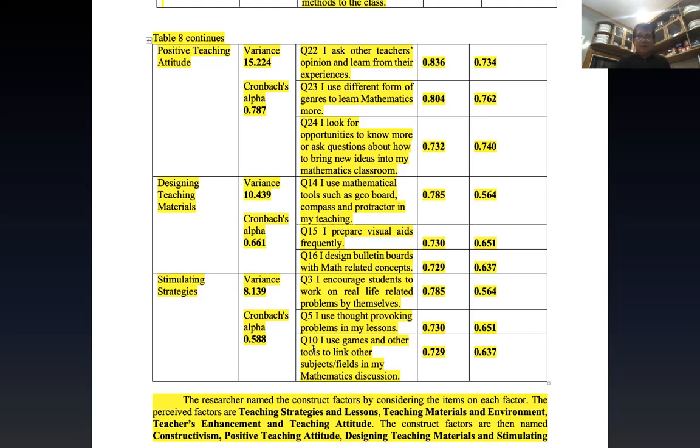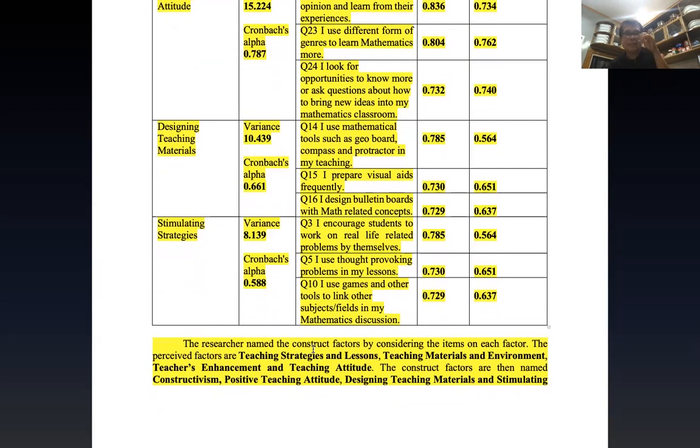Factor loadings, 0.785, 0.730, 0.729, all greater than 0.4. So 0.4 is our point of reference as acceptable factor loading. So again, my advisee, Mr. Macias, did an intensive research and then validated this term by a panel of experts on whether stimulating strategies would be the right term for Q3, Q5, and Q10.